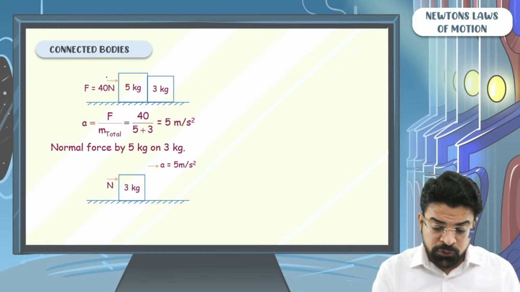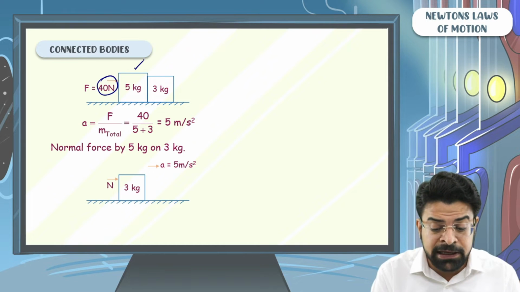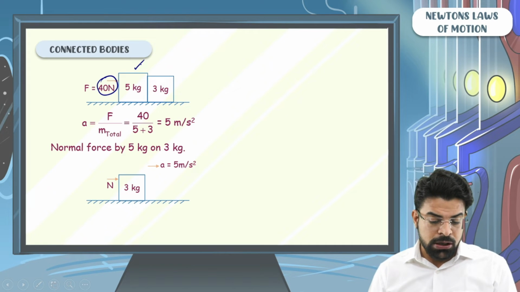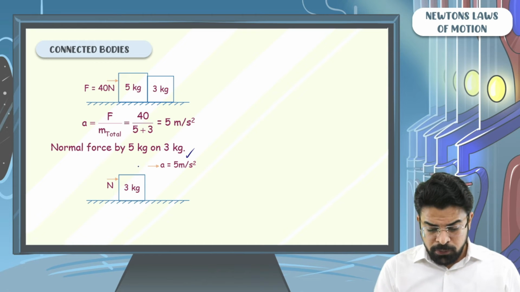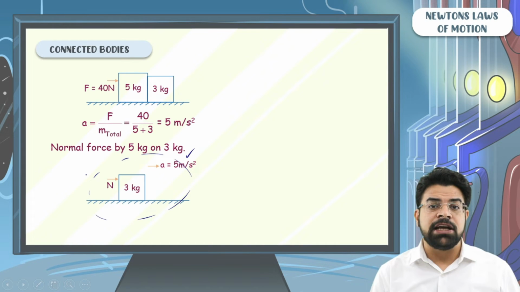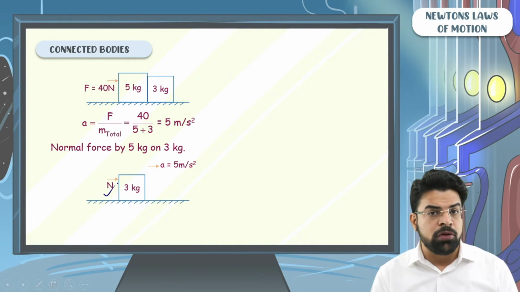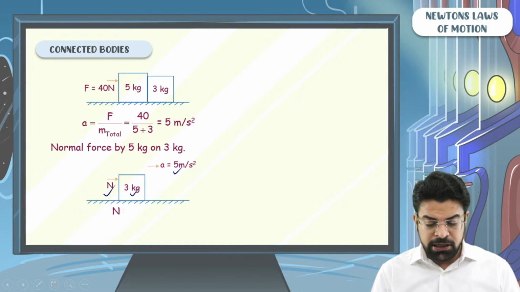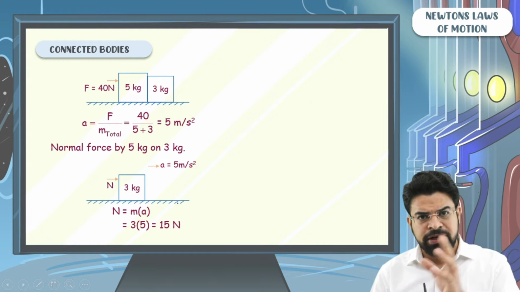Do understand, the force of 40 Newton is not at all acting on the 3 kg block. The force of 40 Newton acts on the 5 kg block and the 5 kg block applies a normal on the 3 kg block to move it forward. And we know that the acceleration of 3 kg block has to be 5 meter per second square. So by using the expression that the net force in direction of acceleration equals mass into acceleration, we can say the net force on the 3 kg block is only the force of normal. It has got a mass of 3 kg and the acceleration is 5 meter per second square. So we can say N equals ma, that is equal to 3 into 5. Hence the force has to be equal to 15 Newton. So the force of normal by 5 kg block on 3 kg block has to be 15 Newton.